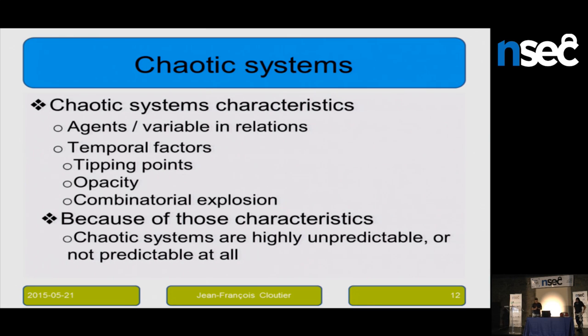What are the characteristics of those systems? You have agents and variables and relations. You have temporal factors because it's still temporal dependent. It's an evolution. You have tipping points. You have opacity because you can't always know exactly what's happening in the system, in the relations, in the agents. And because of those characteristics, it generates a combinatorial explosion that could be, for high-dimensional chaotic systems, absolutely infinite. So because of those characteristics, chaotic systems are highly unpredictable or not predictable at all.